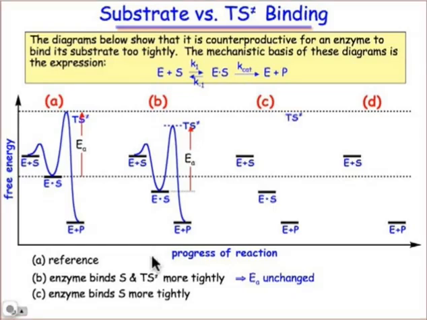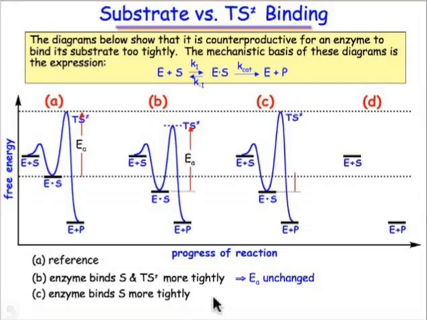In case C, what we've done is only selectively bind the substrate more tightly than the reference point. We've left the transition state energy at the reference point value. So in this case, what we can see is that actually E sub A increases relative to the reference point. The rate of the reaction is going to decrease.